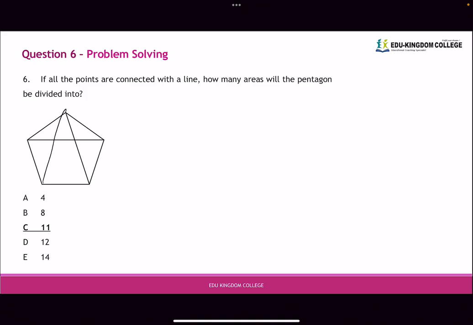Now, if we divide this shape, or we connect all the points together, we will get 1, 2, 3, 4, 5, 6, 7, 8, 9, 10, 11 spaces.